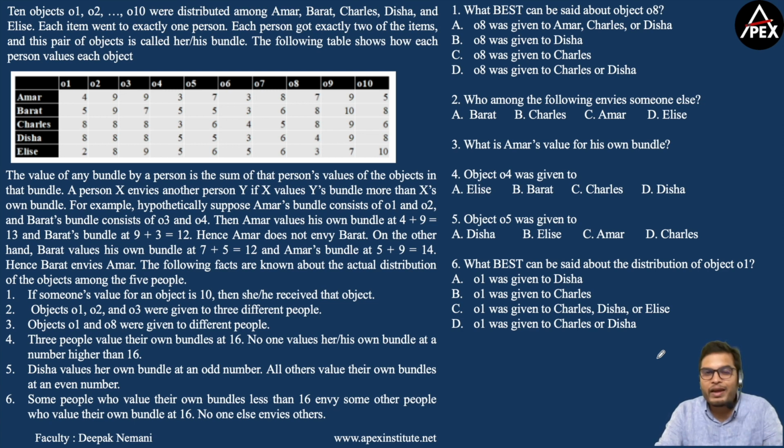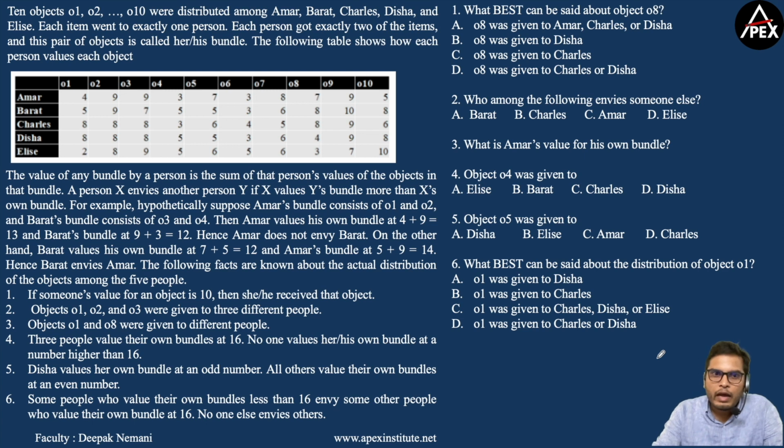So in this table, we are given the values of A, B, C, D and E for these 10 objects. Now the value of any bundle by a person is the sum of that person's values of the objects in that bundle. A person X envies another person Y if X values Y's bundle more than X's own bundle. Now to understand this in a better way, we are given an example here.